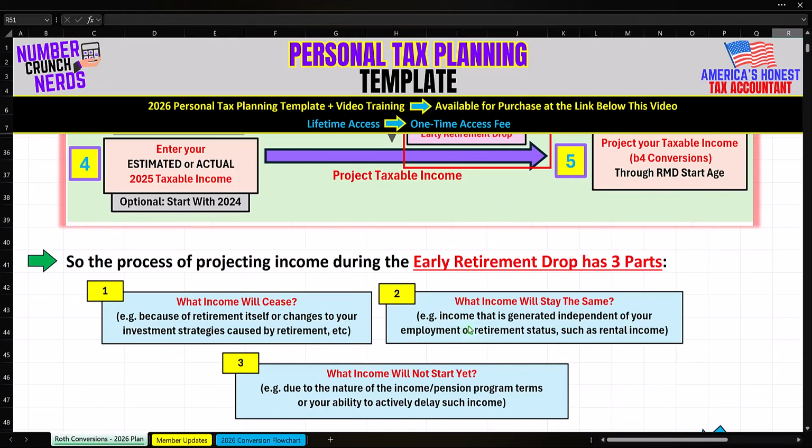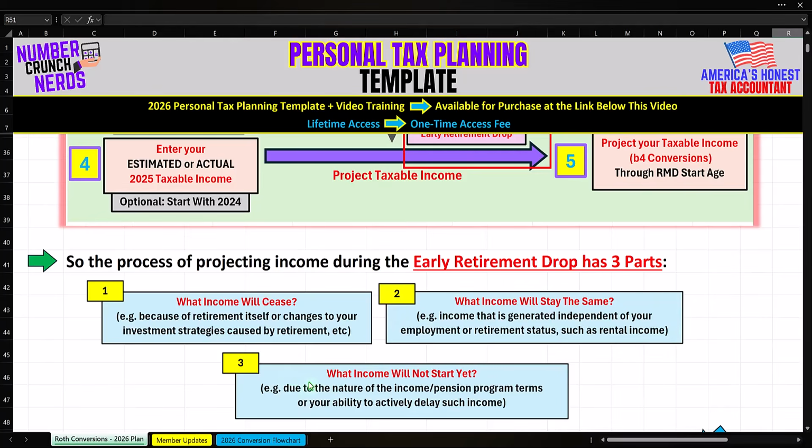For example, income that is generated independent of your employment or retirement status. And that could be like rental income, it could be certain types of business income if they're passive in nature. It could be income that comes from an inherited IRA. It could be a variety of things that are not directly related to you being employed or retired. And whatever those things are, we have to project what the amounts will be during the early retirement drop.